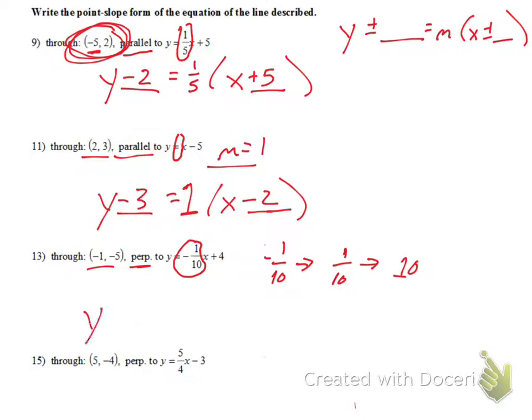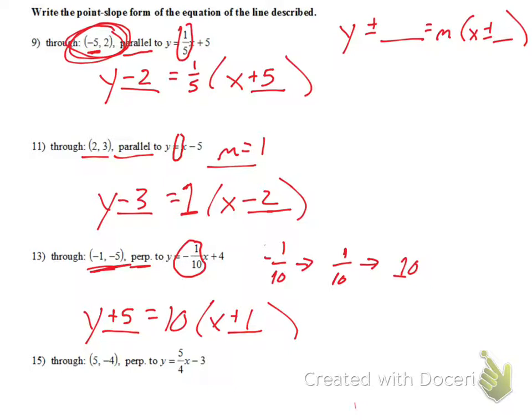So y blank is equal to my slope, which is 10, and then x blank. And then I do the opposites of just my coordinates. So it's going to be x plus 1, and then y plus 5. So final answer is y. Did I get that one wrong? I'm on 13. Yeah, y plus 5 is equal to 10, x plus 1.